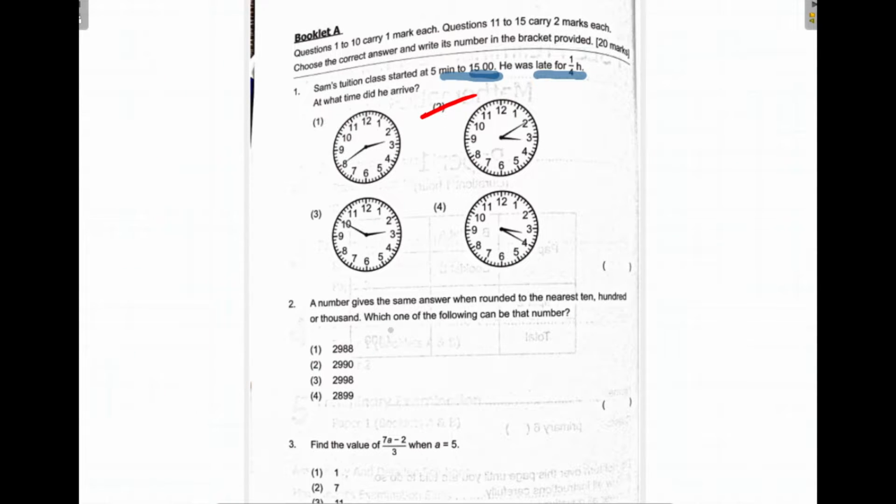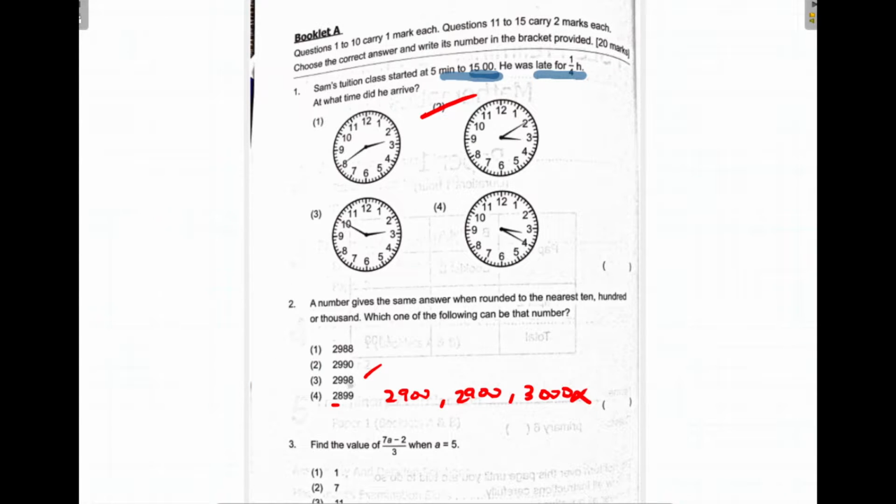Okay, the second question is a number gives the same answer when rounded to the 10, 100 and 1000. The answer you actually gave me is number 4. Correct, but this is wrong. If number 4, you round this off to the 10 is 2900, rounded to the 100 is also 2900. But when rounded to the 1000, it becomes this. So it's wrong. The answer here should be number 3.